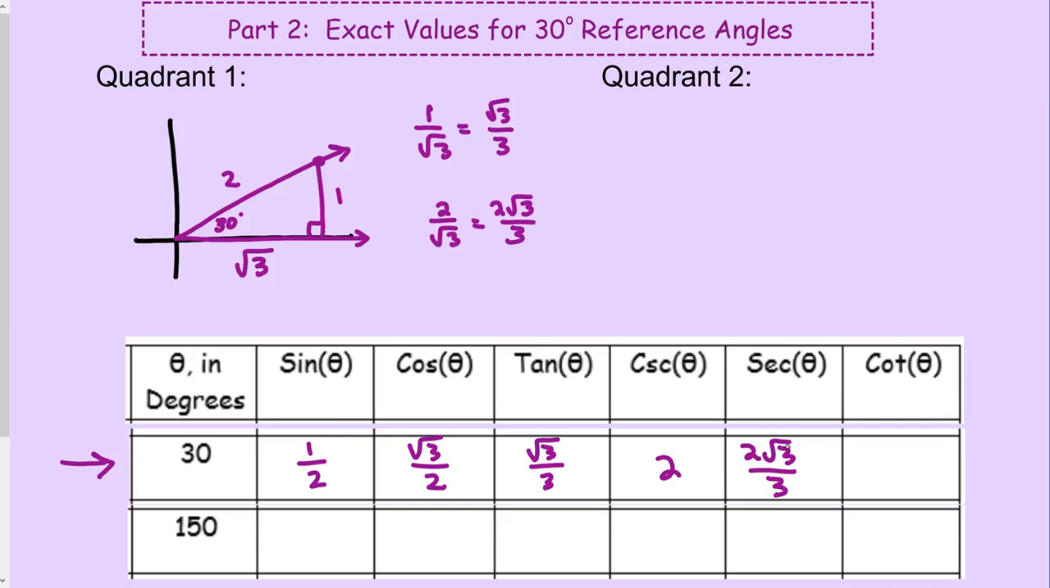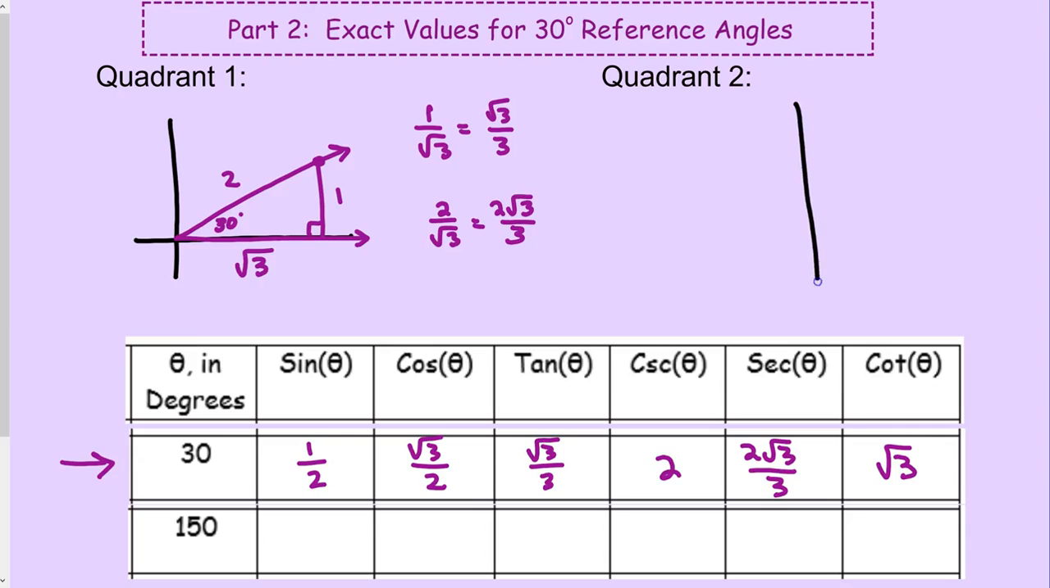And then cotangent of 30 degrees is the reciprocal of tangent. So instead of opposite over adjacent, we have adjacent over opposite. So we have square root 3 over 1, so it's just square root 3. They're all positive in quadrant 1.